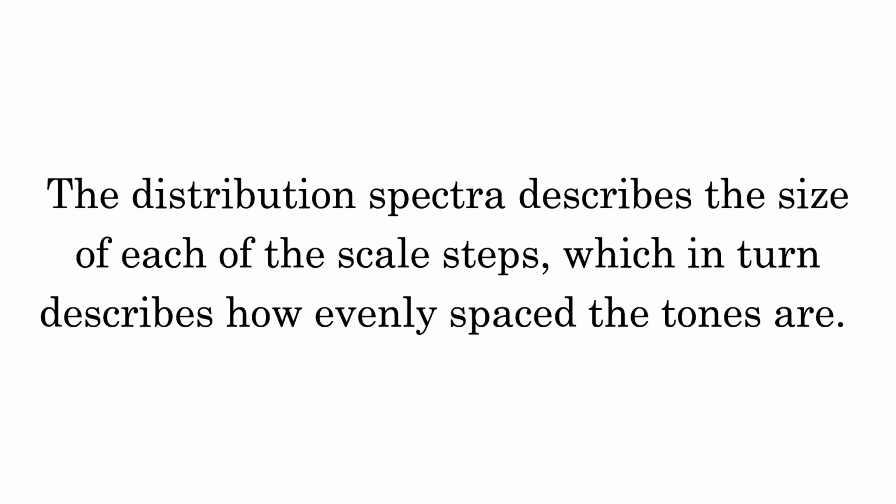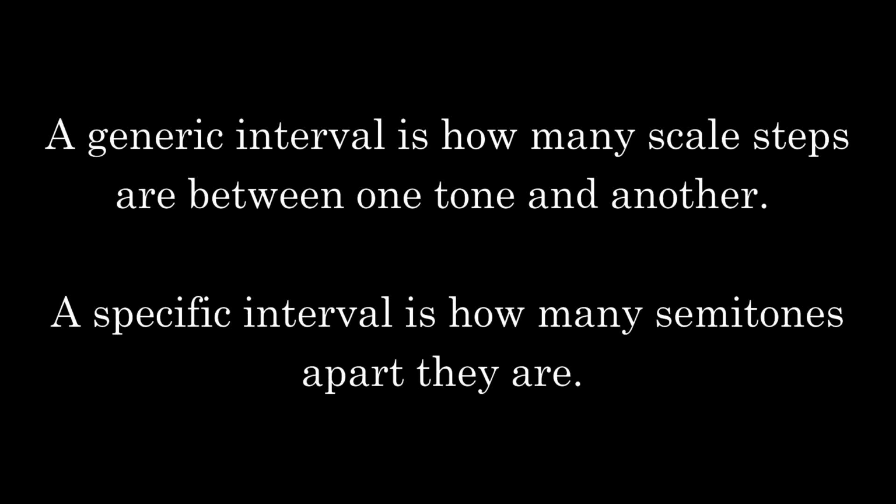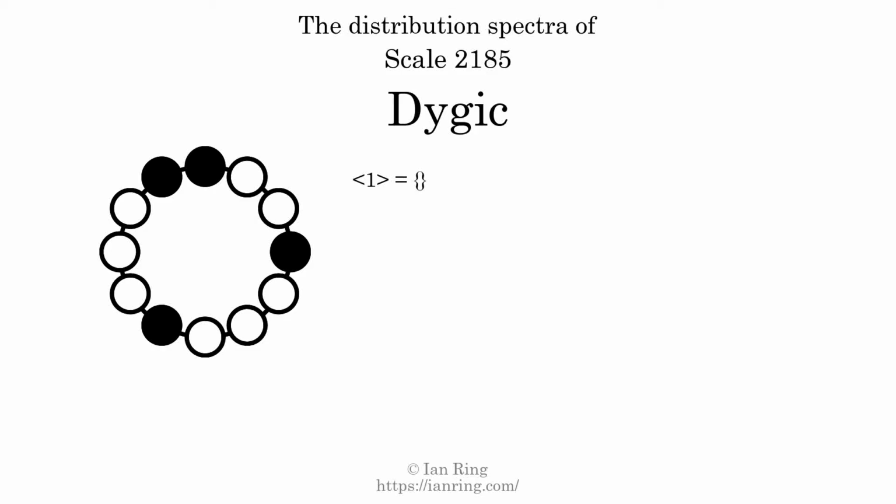The distribution spectra describes the size of each of the scale steps, which in turn describes how evenly spaced the tones are. A generic interval is how many scale steps are between one tone and another. A specific interval is how many semitones apart they are. The generic interval of one scale step comes in 3 different specific interval sizes: 1 semitone, 3 semitones, and 4 semitones. The spectrum width of this generic interval is the highest, 4, minus the lowest, 1, which equals 3.